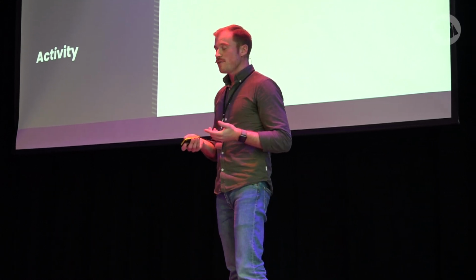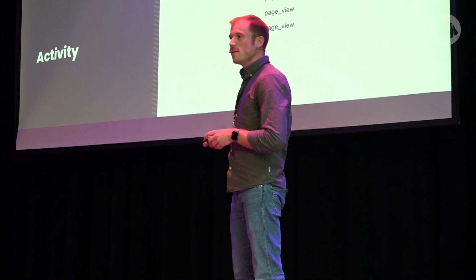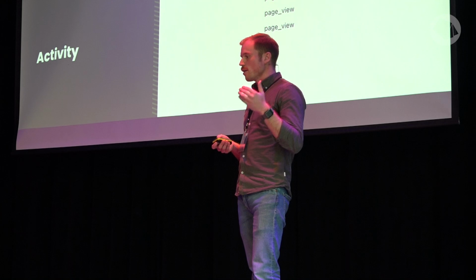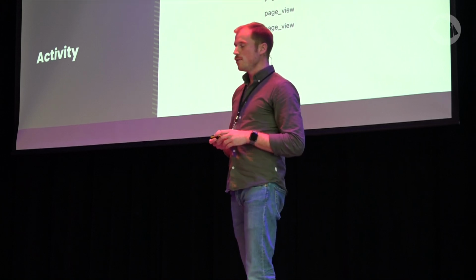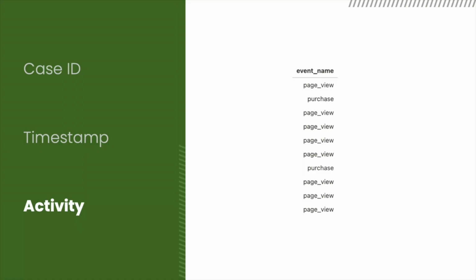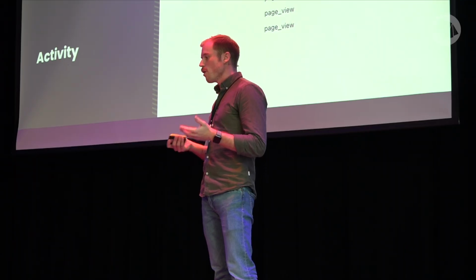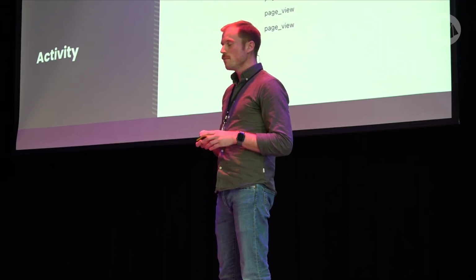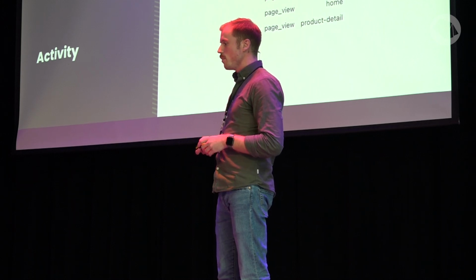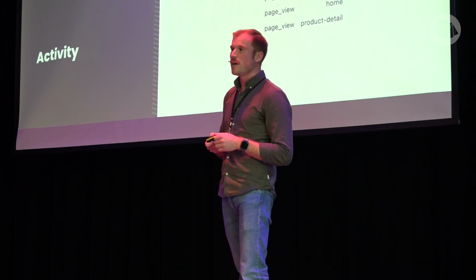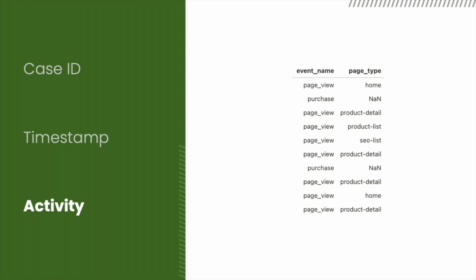And finally, for the activity, we had a couple of options. We have the events. Those are generally quite high-level descriptions, so page views, purchases, clicks. This is usable, but not very much because it's too high level. So we want to add more detail, and luckily we have the page type for this. The page type gives more detail on what pages are viewed.